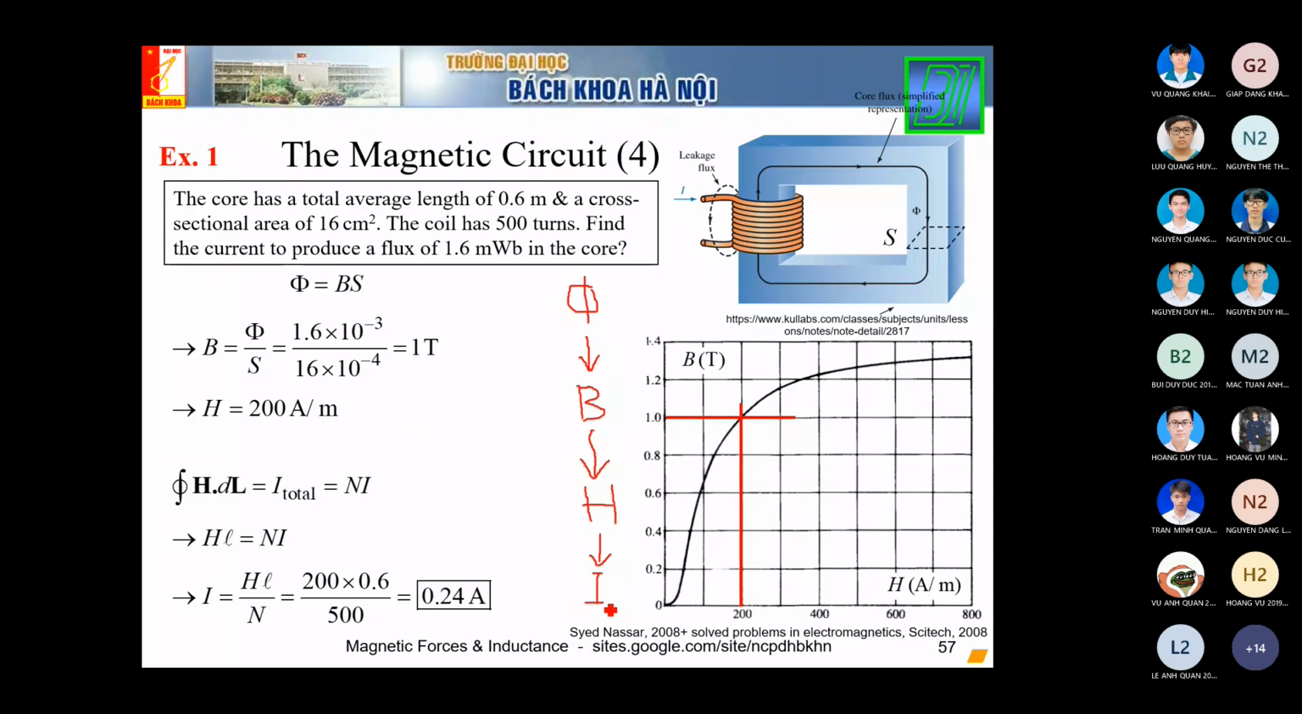So this is a forward exercise. Given phi, we have to find I. If we are given I and we have to find phi, then it is a reverse problem. The reverse problem is normally harder than the forward problem.